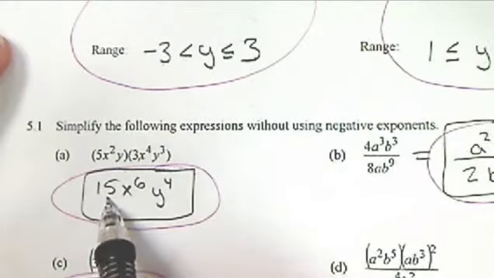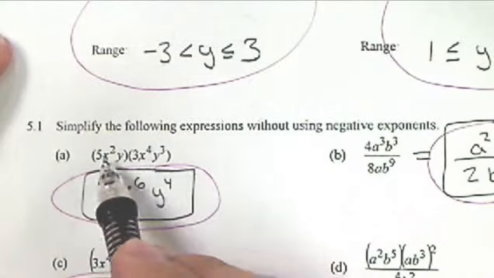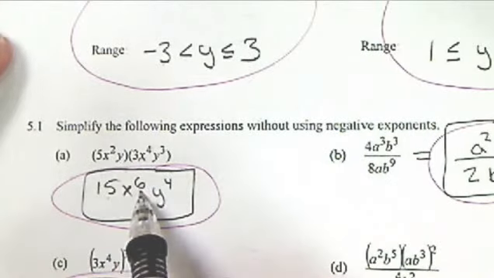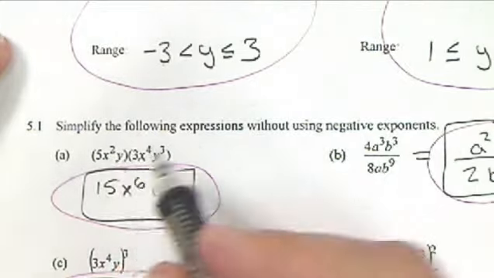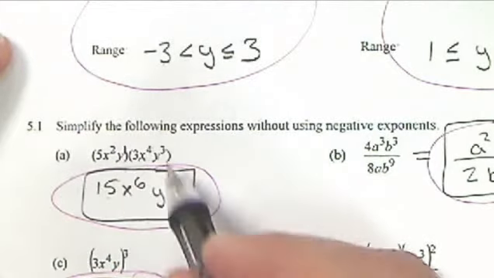5 times 3 is 15. x squared times x to the 4th. When you're multiplying and the bases are the same, you can add the exponents. So that's how I got a 6. 2 plus 4. That's a 1. y to the first times y to the third gives me y to the fourth.